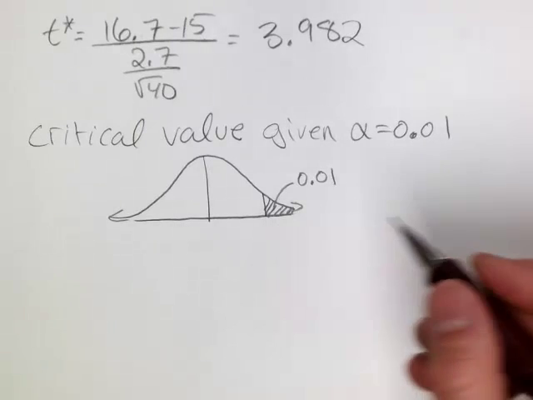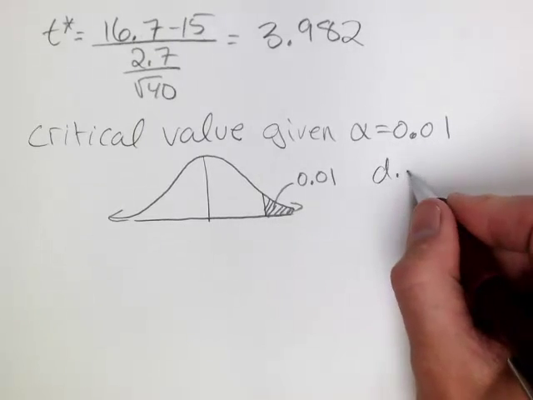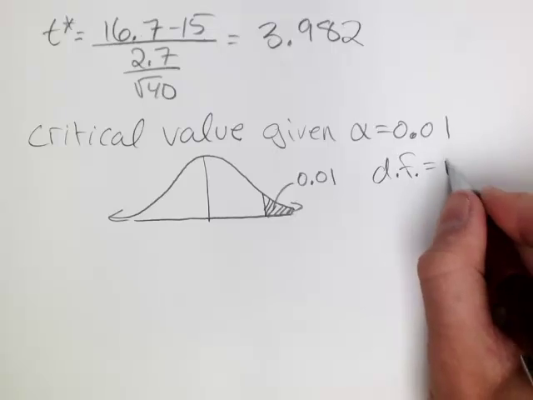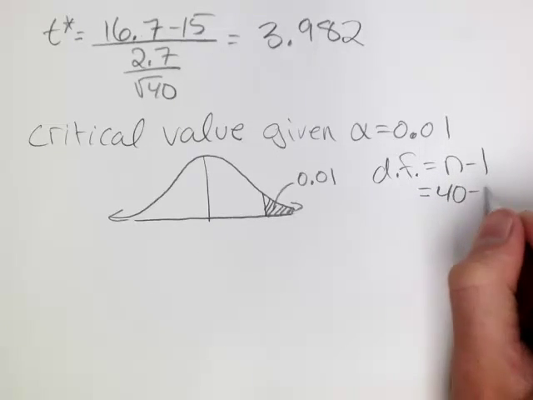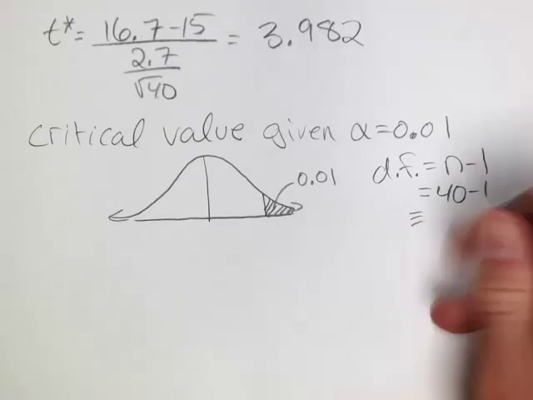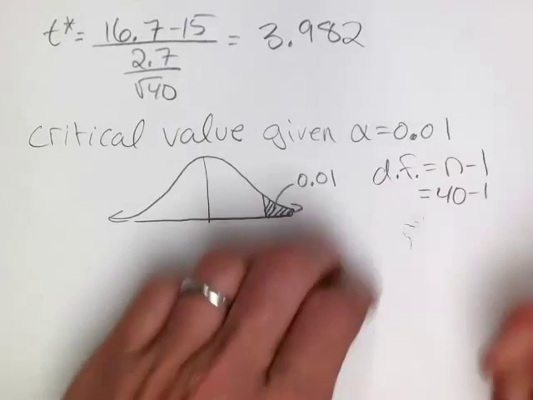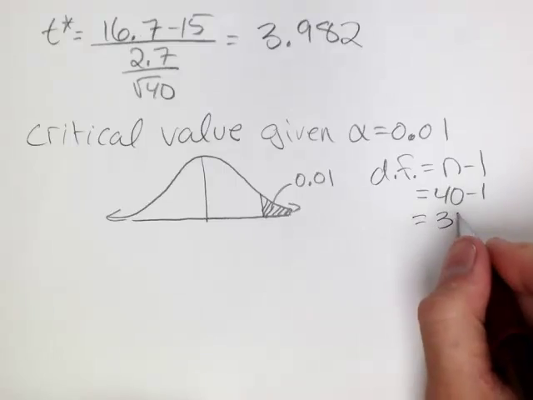I need the degrees of freedom to use the table. The degrees of freedom is equal to n minus 1, so that's 40 minus 1, which is equal to 30. Oops, sorry, equal to 39.